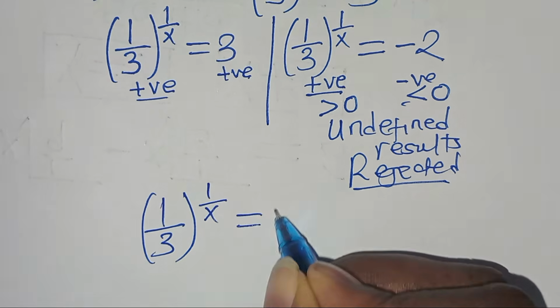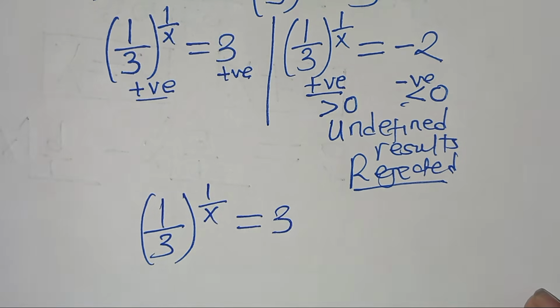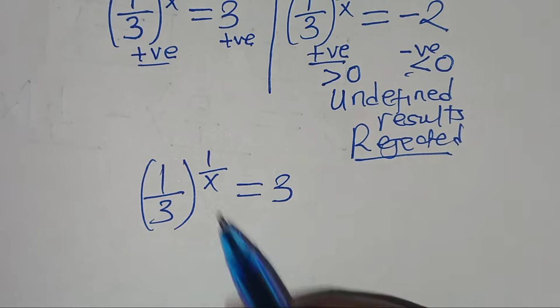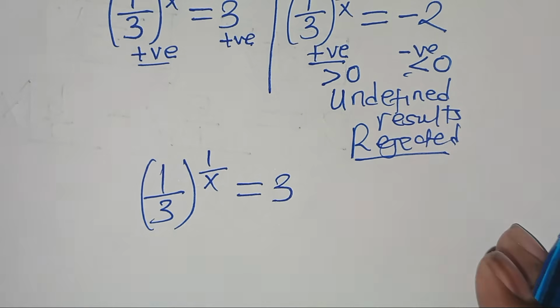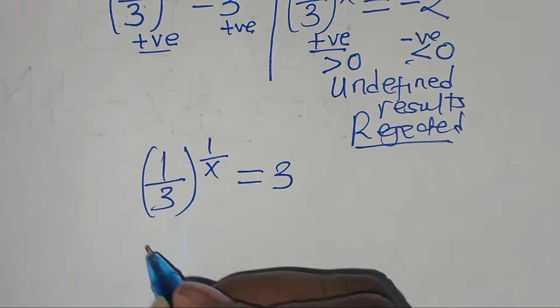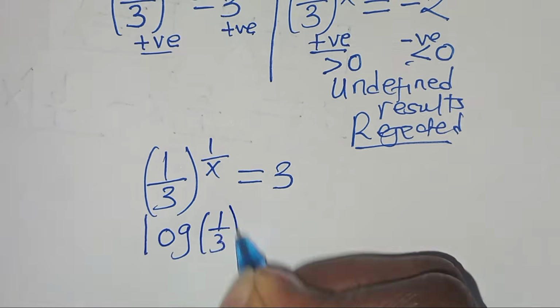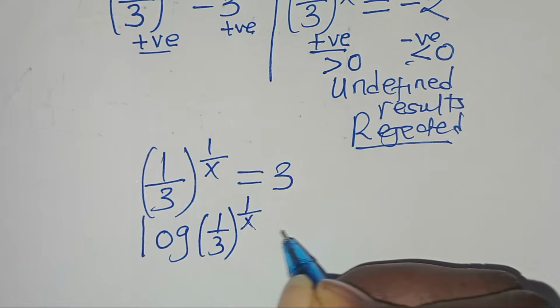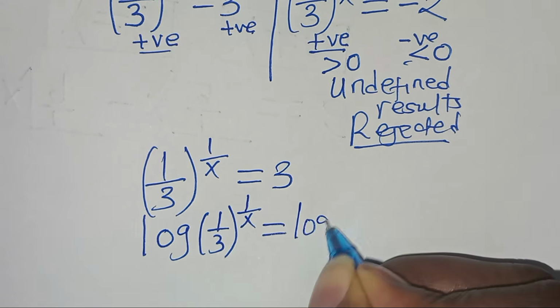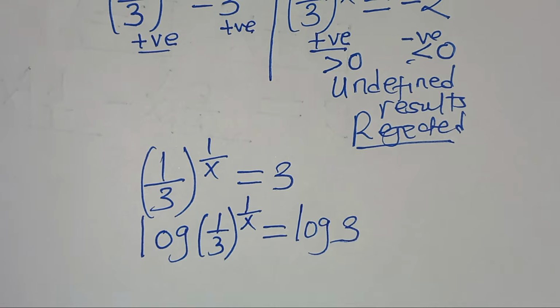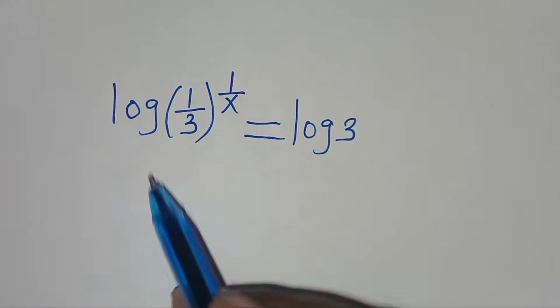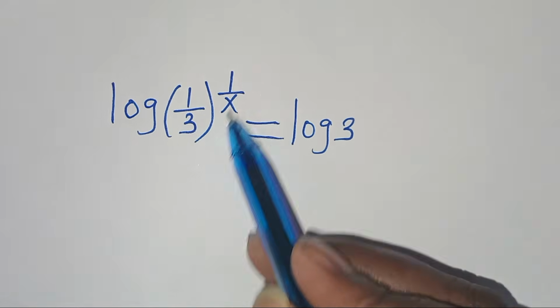This is equal to 3. To solve for the value of x here, we introduce logarithm on both sides. So we have log 1 over 3 raised to the power of 1 over x. This is equal to log 3.